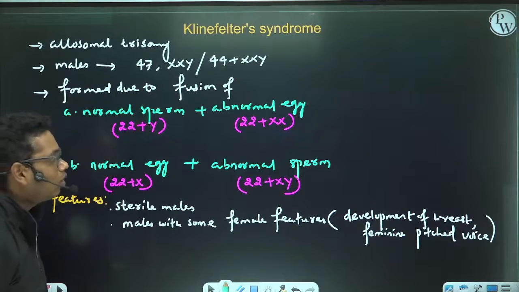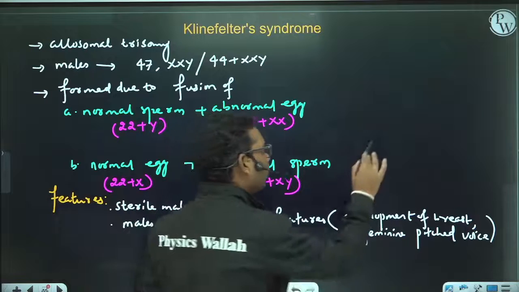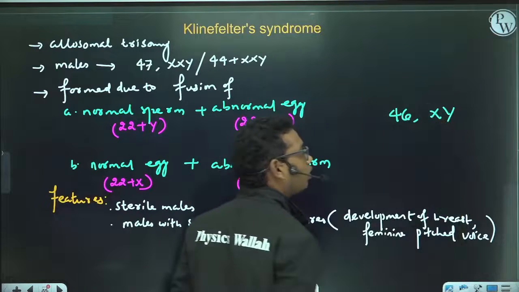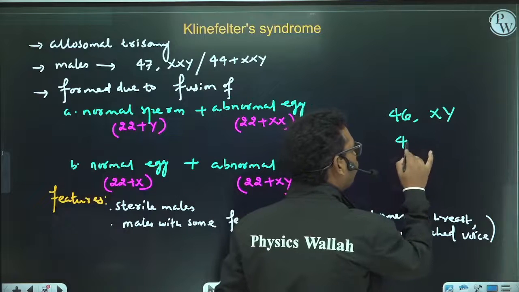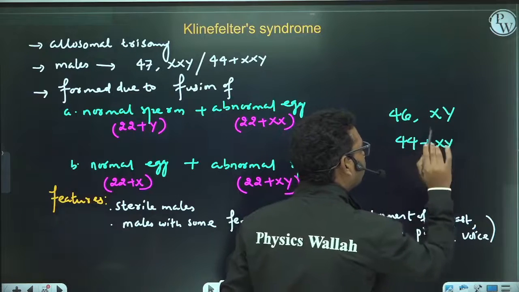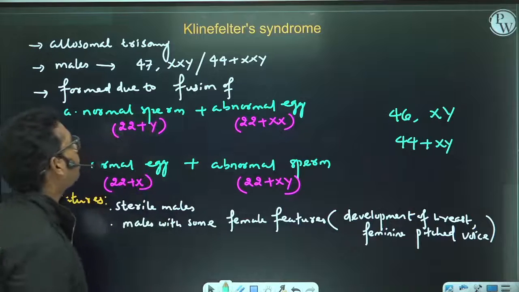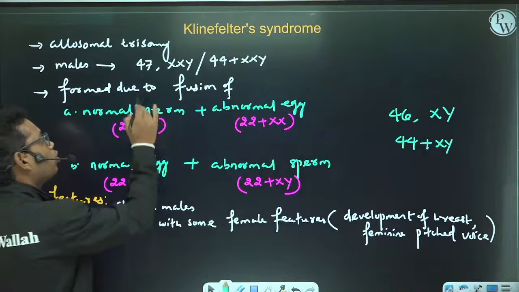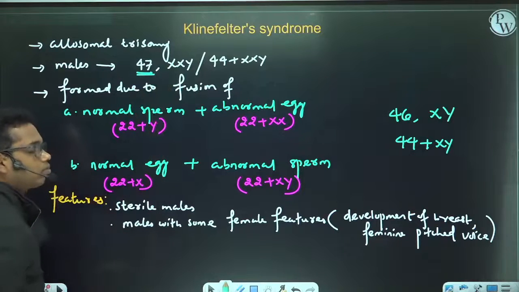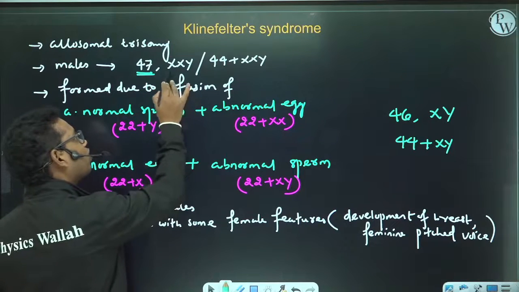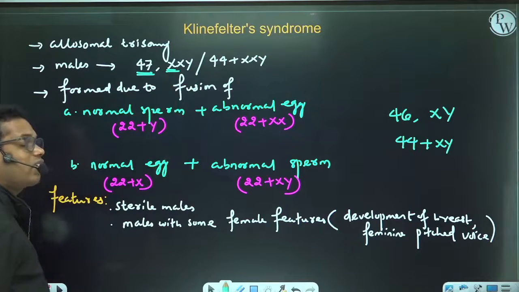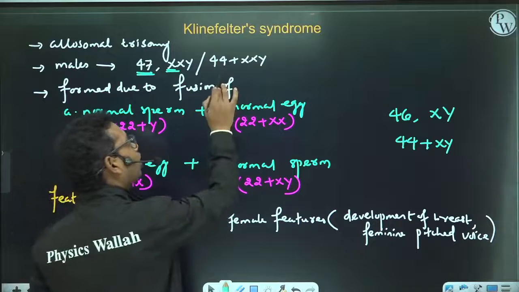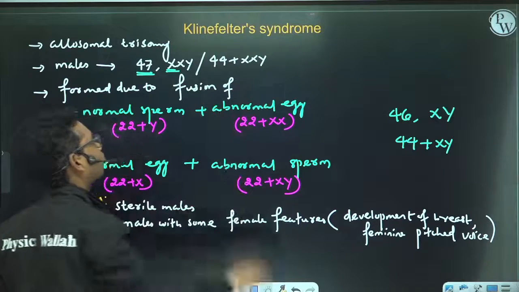In case of normal male, the total chromosome number is 46 and it will have 1 X and 1 Y, or I can say 44 autosomes plus X and Y. I can write like this, normal male. But in case of a person suffering from Klinefelter syndrome, total chromosome number will be 47, and 1 extra X chromosome is present. So I can write XXY, or I can also write 44 autosomes plus XXY.